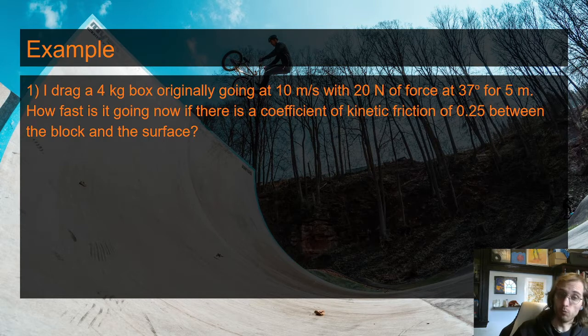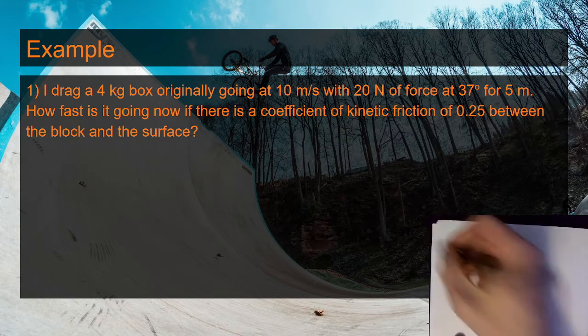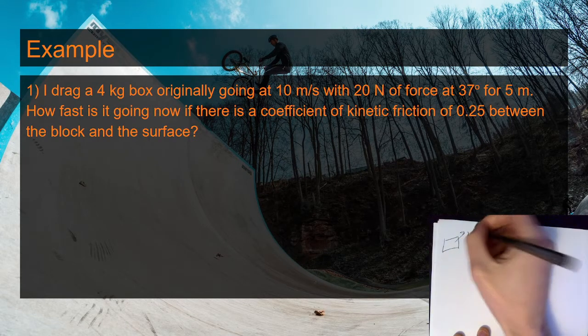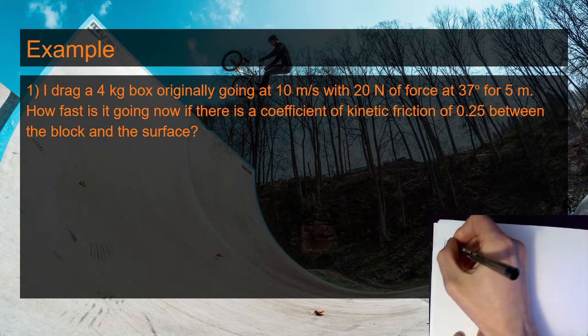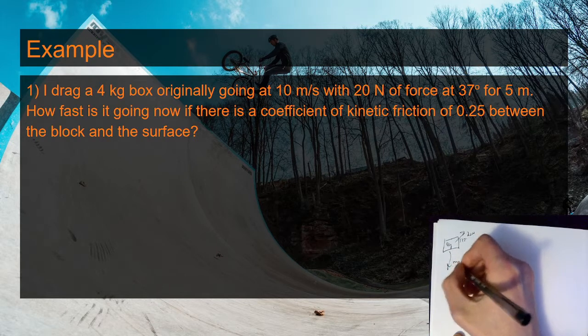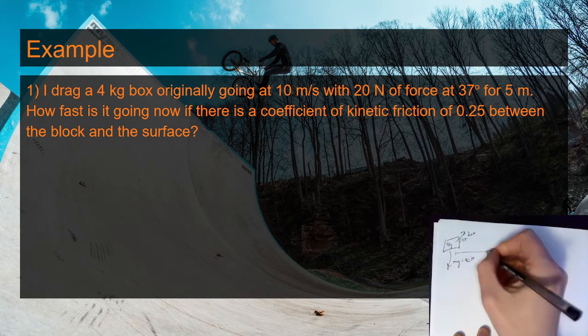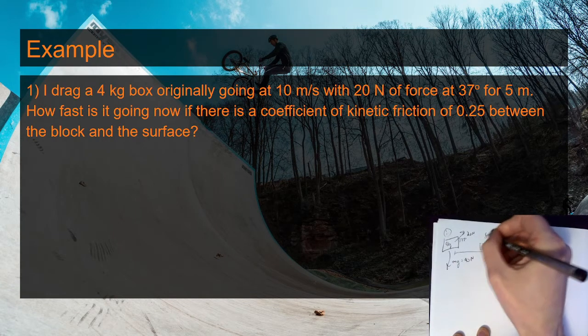Is it efficient? No. But this is a much, much more efficient way of doing it than the kinematics equations, and so that's sort of why we're doing it. So in particular, we've got a situation, let's get our picture down. We've got a box, we are dragging it with 20 newtons of force at a 37 degree angle. It is a 4 kilogram box, which means that mg is 40 newtons, and we are dragging it for a distance of 5 meters. This is our initial, this is our final.